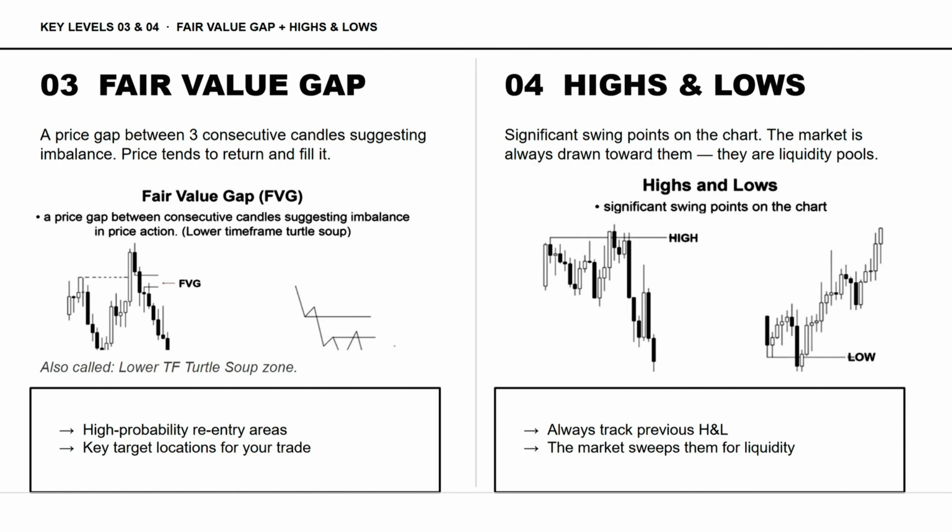And fourth key level, simple swing highs and lows, the most basic but still important. Significant recent highs and lows act as a liquidity pool. The market is always drawn to them.